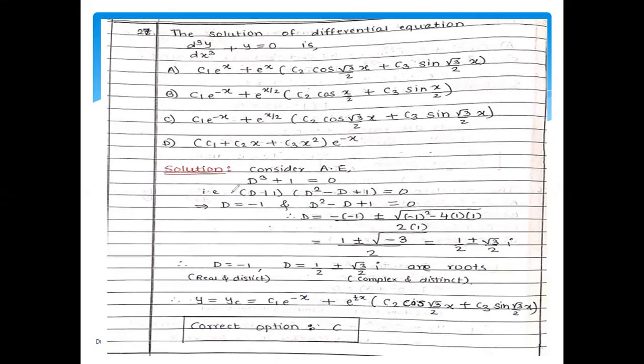Therefore, the first root obtained is real and distinct, and the remaining two are complex and distinct, having real part alpha equal to 1 by 2 and imaginary part beta equal to root 3 by 2. We can write down the complementary function as y equal to yc equal to c1 e raised to minus x plus e raised to alpha x, that is e raised to 1 by 2 x into c2 cos beta x, beta equal to root 3 by 2, plus c3 sin beta x, that is root 3 by 2 x. Therefore, when I compare it with the given options, we can observe that C is the correct option.